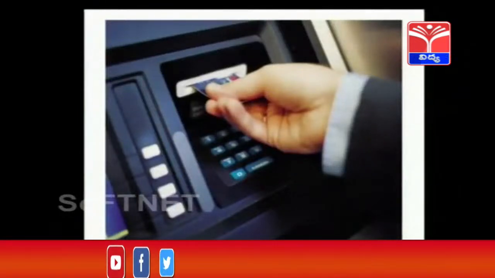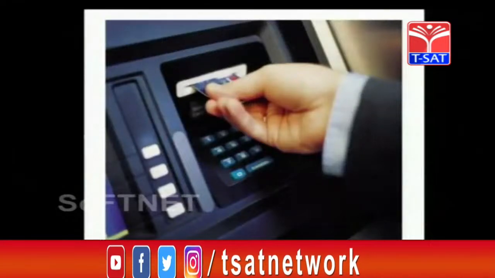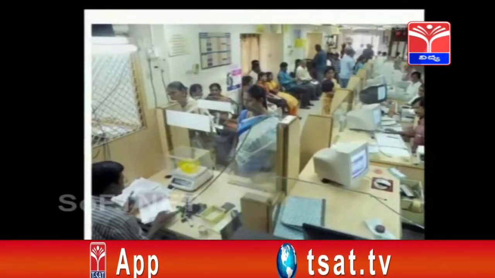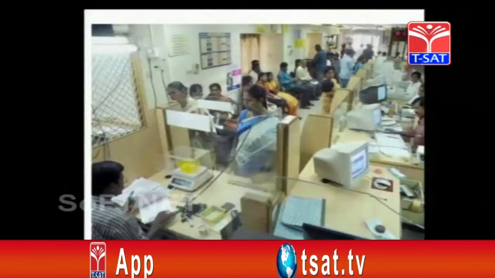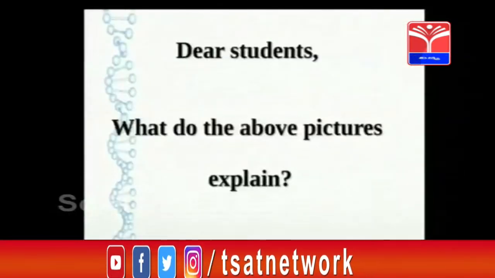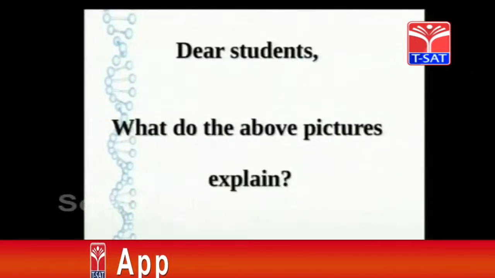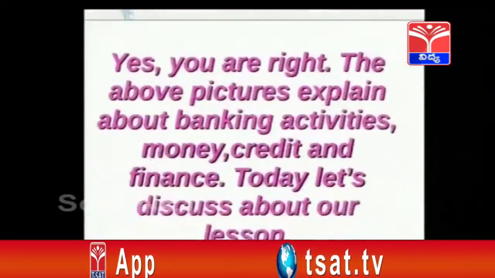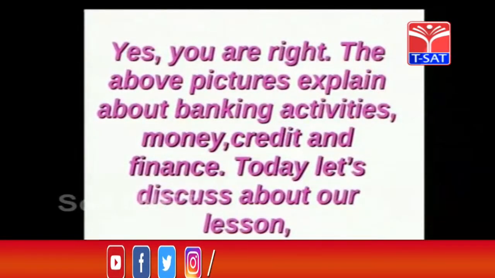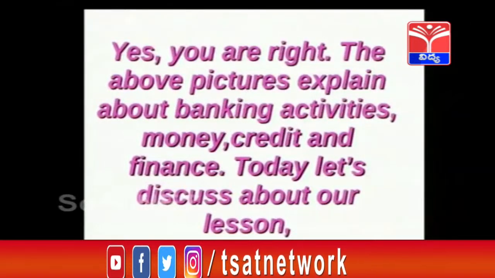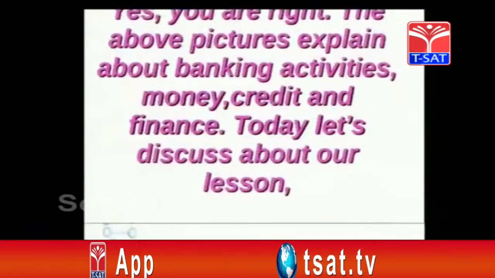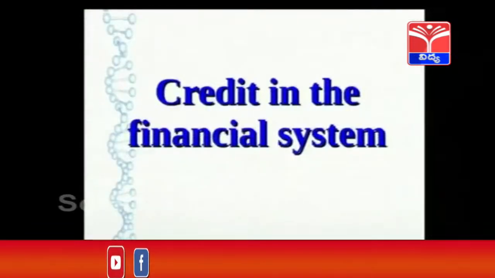What are the transactions you are observing here? This is a bank, where transactions go on every day. Dear students, what do the above pictures explain? The above pictures explain about banking activities, money, credit and finance. Today, let us discuss our lesson, credit in the financial system.